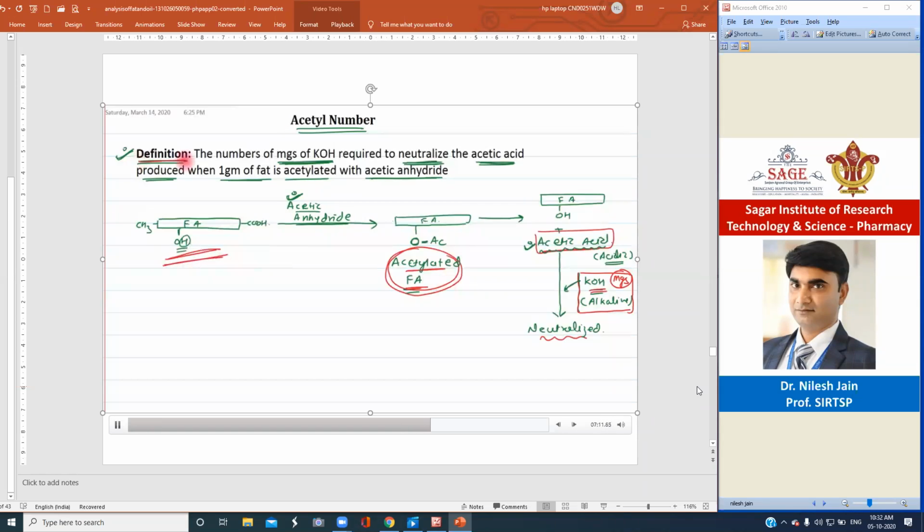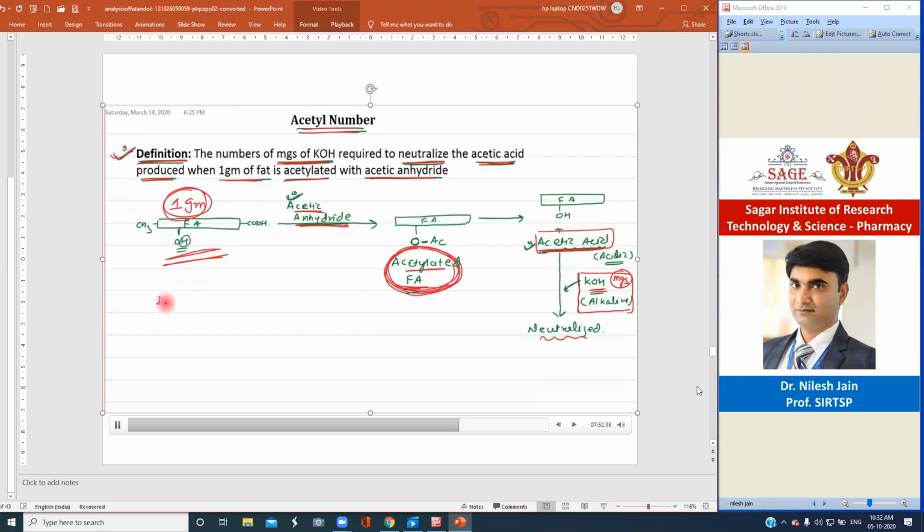So now let's try to understand this definition. It is the number of milligrams of KOH required to neutralize the acetic acid produced when 1 gram of fat is acetylated with acetic anhydride. So the starting point is you have to take 1 gram of fat. So I think now the definition of this acetyl number is clear.